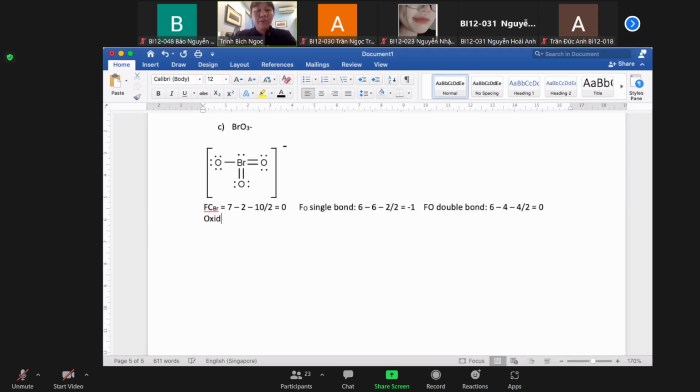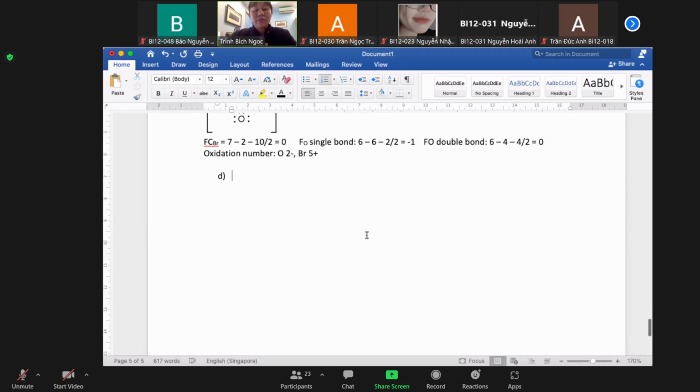Oxidation number: oxygen will be minus 2. And bromine will be 1? There are three oxygen atoms, so minus 6, so what must bromine be? Because this is an anion.